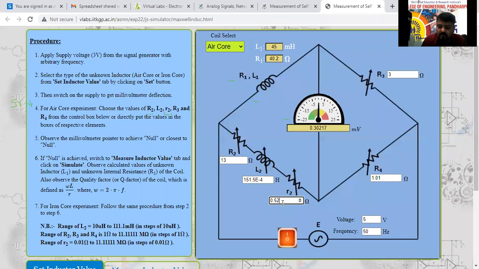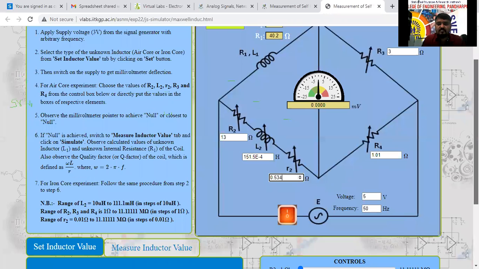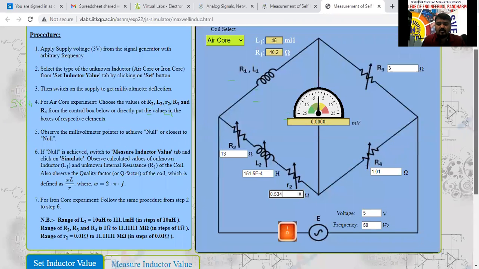Can be called that is 5.3, 2, 4. Okay, see here. It achieved 0 now. Complete 0 is there. Yes or no? So what you have to do, you take a screenshot of this one. This is the R2 value, this is the L2 value, this is the small R2 value, and this is R4 value, this is R3 value. So the L1 is 45, R1 is the set value here.